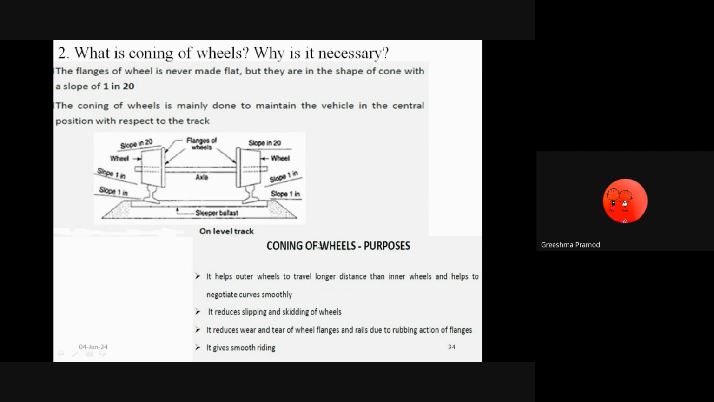Okay. What is the purpose or why is it necessary? It helps the outer wheel to travel a longer distance than the inner wheel and helps to negotiate the curve smoothly. It reduces the slipping and skidding of wheels. It reduces wear and tear of the wheel flanges due to the rubbing action of flanges, and also it provides a smooth riding. So this is about the coning of wheels.